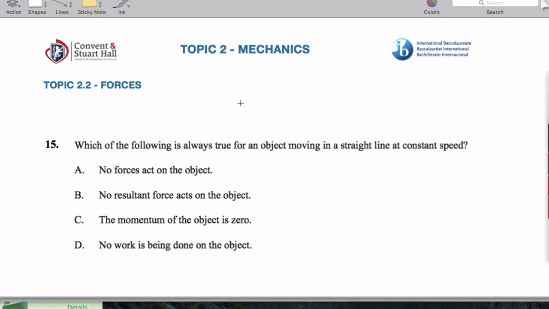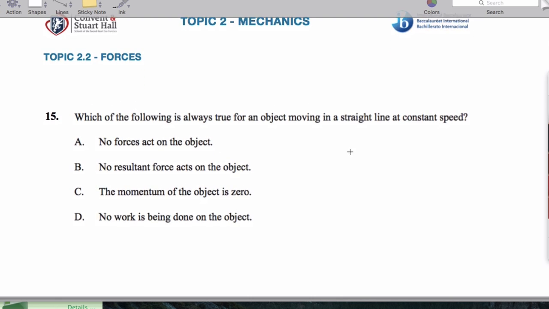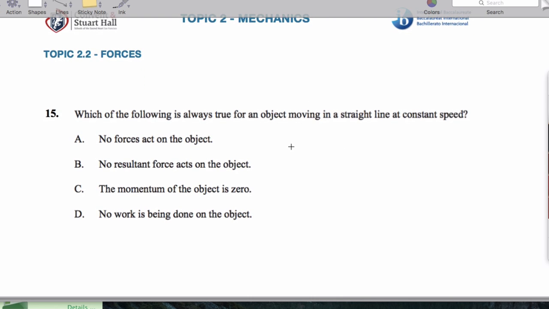So we have an object moving in a straight line. We're moving on to forces now, the last part of the exam. Straight line, constant speed. So what happens? Let's be clear. We haven't studied work yet. That wouldn't be an answer. No forces act on the object? No, we can have forces acting on an object and it moves at constant velocity.